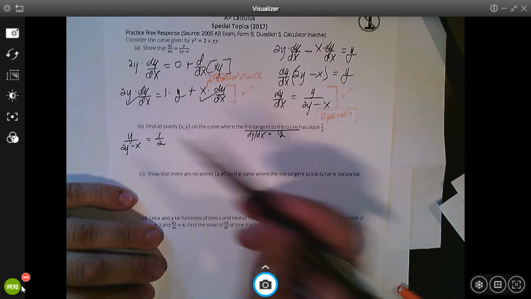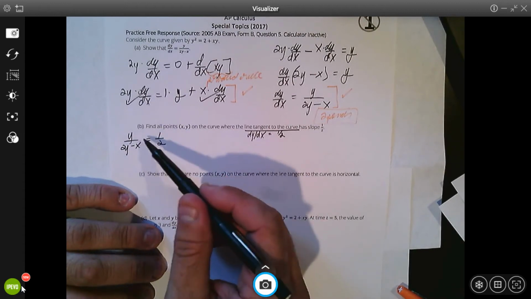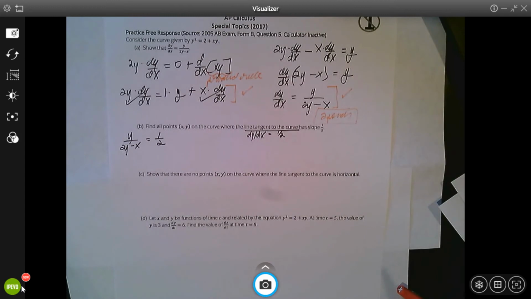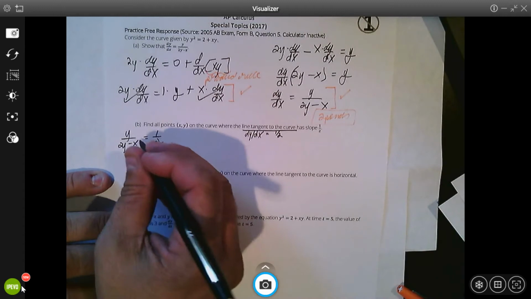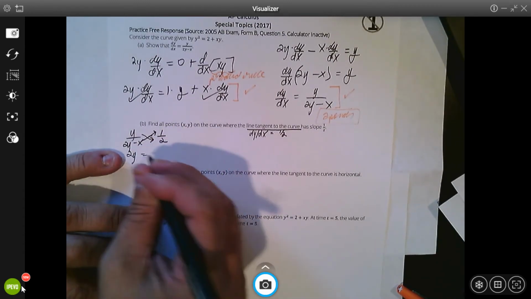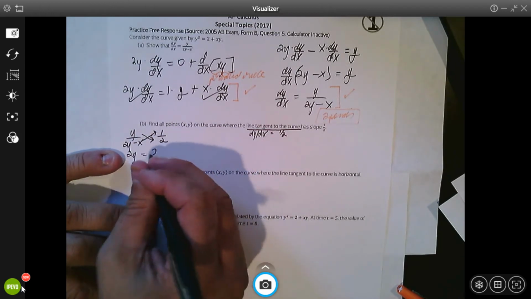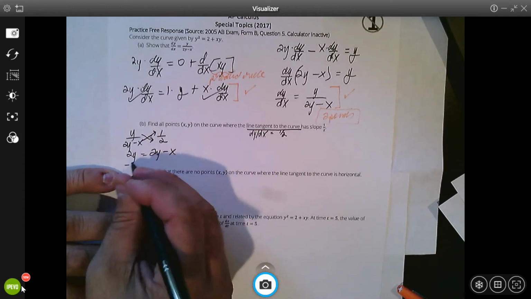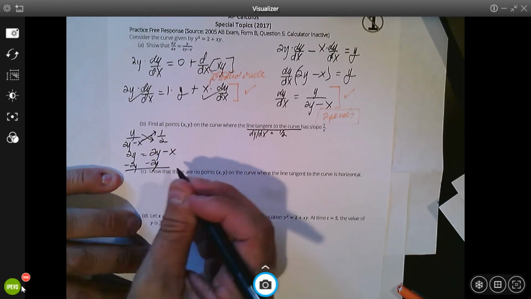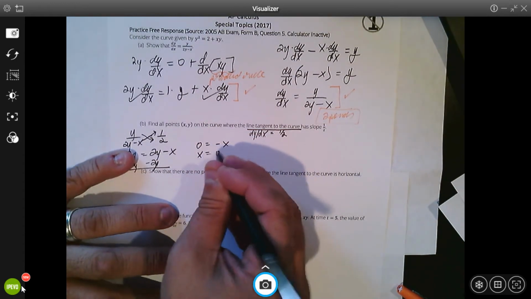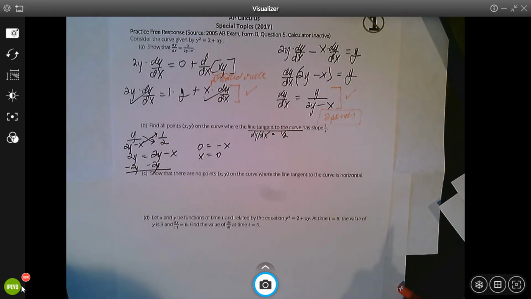Now, at first you might think, wait a second, coach, I've got one equation, I've got x's and y's in here together. How could I possibly solve this? Well, how about if you do a little cross multiplication step? You get y times 2, 2y, equals 2y minus x times 1. If 2y equals 2y minus x, I can subtract 2y from both sides. You get that 0 equals negative x, or x is equal to 0.